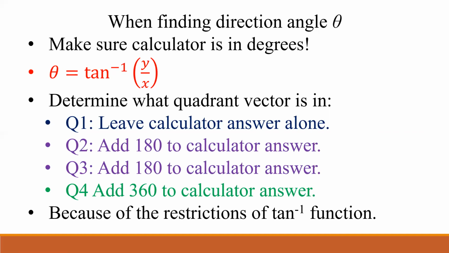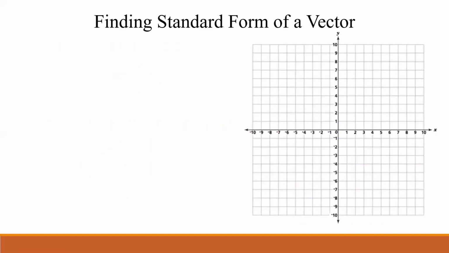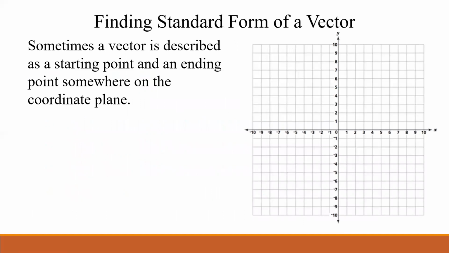And again, if you need to pause the video real fast or take a picture with your phone, to make sure and hold on to that for the problems later on. So that's magnitude and direction, right? So what if we don't have standard form? Sometimes we are giving you a vector that's just described by 2 points. That's not in the standard form or component form.